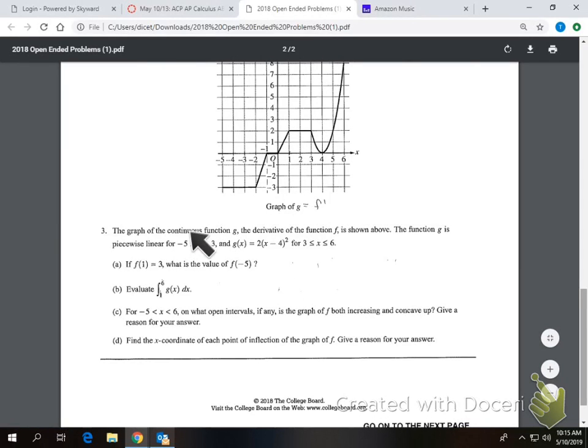So it says the graph of a continuous function g, the derivative of f, is shown above. The function g is piecewise, they're saying these are all straight lines, and then from 3 on, it becomes this function. If f of 1 equals 3, what is the value of f of negative 5?